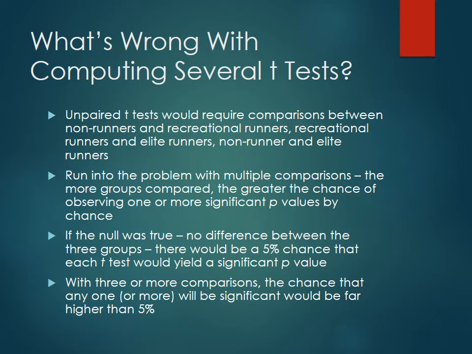And if the null hypothesis is true, what do you think the null hypothesis would have been in the study? There's no difference between the groups. Yeah, luteinizing hormone would be the same in all three groups of runners. It would not change whatsoever. So if we say that, there would be a 5% chance that each t-test would yield a significant p-value, unless you did some sort of correction, like a Bonferroni correction. So with three or more comparisons, the chance that any one of them would be significant is higher than just your 5% value. So again, that's why I can't just do several t-tests in this example.